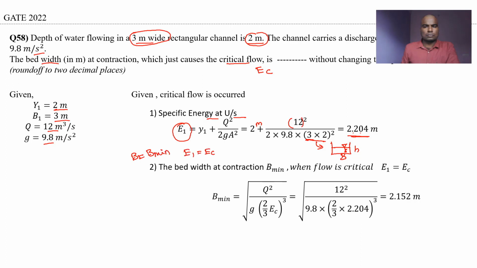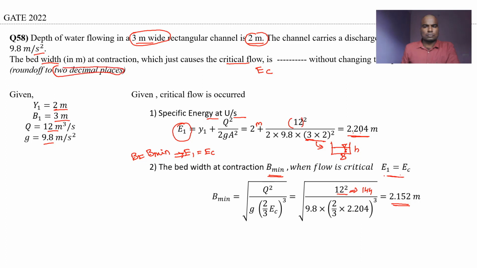So with this relation, with this condition, we will use the same. I have shown you this formula in the previous slide. So the bed width at a contraction B minimum when the flow is critical, E1 equal to EC. So by substituting all these values in the formula, 12 square equal to 144, divided by 9.8, into (2 by 3 into 2.203) whole cube, we will get 2.152.